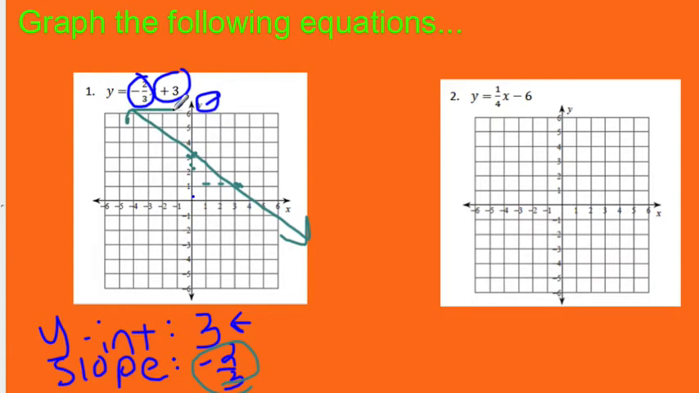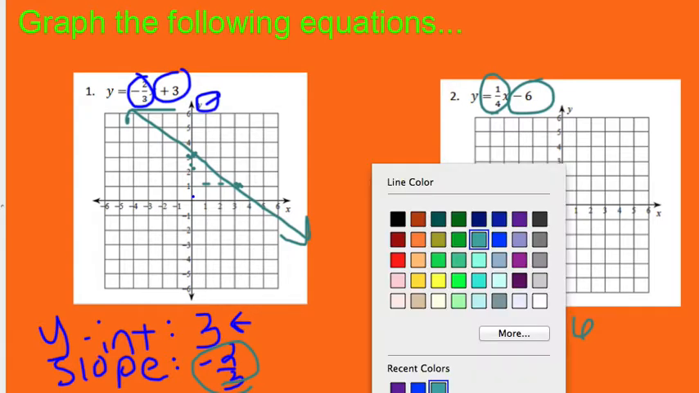Let's take a look at the next one. So we want to first find our y-intercept, which again is going to be that thing added at the end, and that's going to be -6. So our y-intercept is at -6. Our slope is then being multiplied by the x. So our slope then is 1/4.